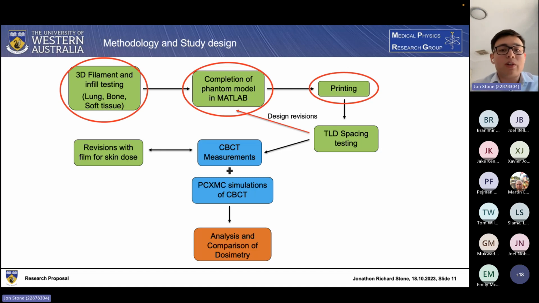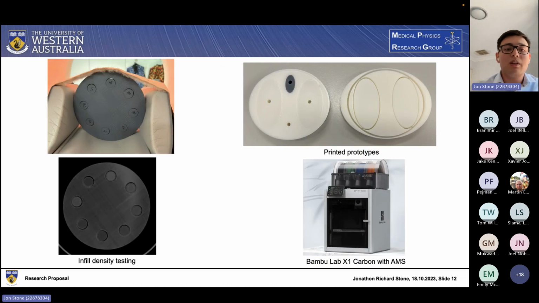So the 3 circles highlight the things that we've kind of already tested. So I did a feasibility report around June, July, earlier this year. And we've done a bit of 3D filament testing, as well as some MATLAB designing, and some basic prototype printing. So you can see here that I printed an attenuation tester for the different infill densities of PLA that we're going to use. So that printed and then we put it into a CT, and then we measure the HU values of all the different infill patterns and infill densities.